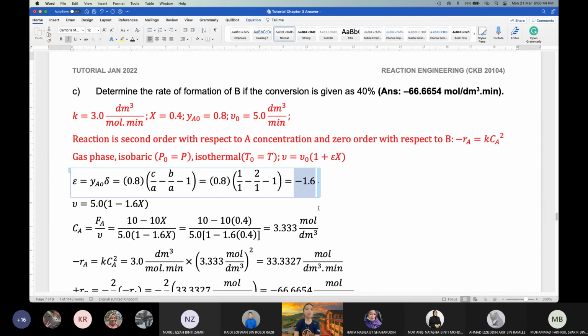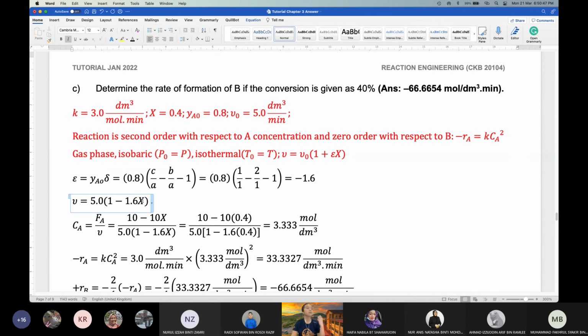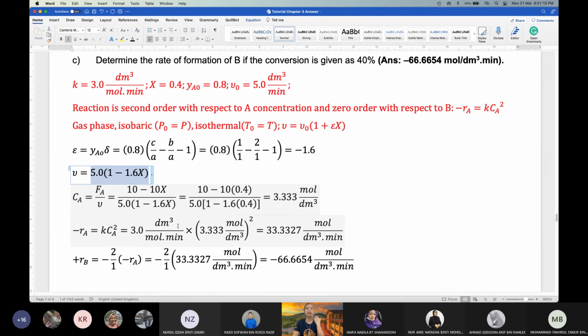Okay, so bila kamu dah dapat epsilon, kamu replace dalam equation dia. Kan dalam equation kata, outlet volumetric flow rate equals to inlet 5 in bracket 1 plus epsilon x. But my epsilon is negative 1.6. That's why it becomes 1 minus 1.6x. Basically, epsilon tu negatif. Sebab tu kamu dapat 1 tolak 1.6x. Okay, now kamu perasan, you already express your outlet volumetric flow rate in this form. So kamu ganti sahaja the outlet volumetric flow rate, 5 in bracket 1 minus 1.6x. Okay, so the x you replace with 0.4. Now you finally get your CA.